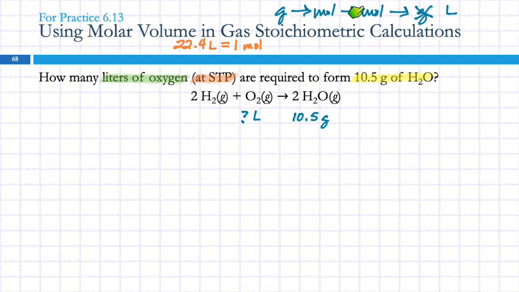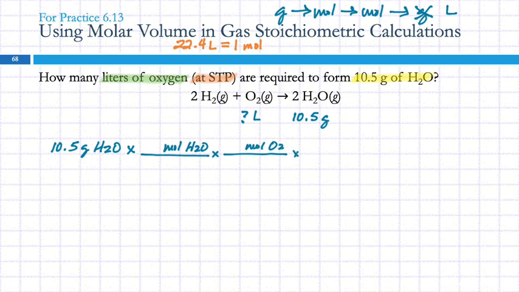So we'll start with grams to moles to liters. So we've got 10.5 grams of H2O. And then we're going to go to moles of H2O. And then we're going to go to moles of O2. And then we're going to go to liters of O2. I'm going to take this unit and put it in the denominator, grams of H2O, so those are going to cancel out. Moles of H2O and moles of O2. Get all the units in place, and then they're going to tell me what to do.